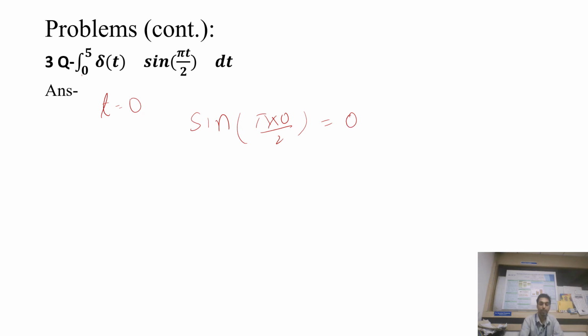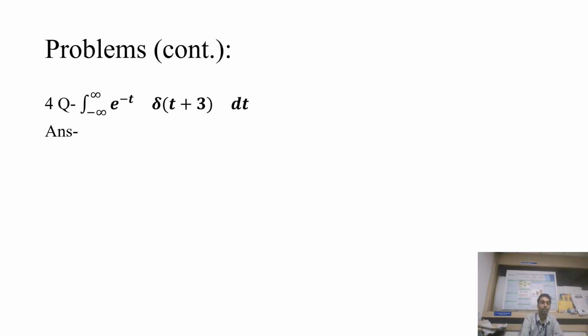Okay. Similarly, e to the minus t del of t plus 3. Here the integration is from minus infinite to infinite. So del of t plus 3 is equal to 0 only, I will get 1. So for del of t plus 3, t equals minus 3. In place of t, if I put minus 3, e to the minus of minus 3, we will get e to the 3.